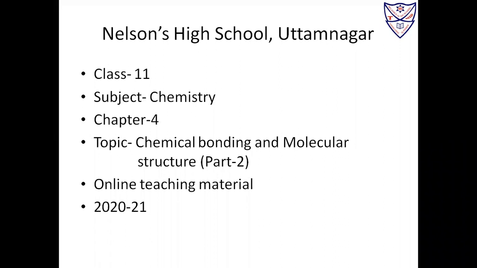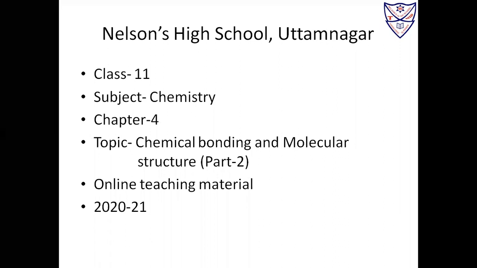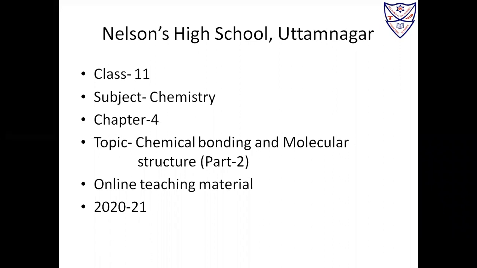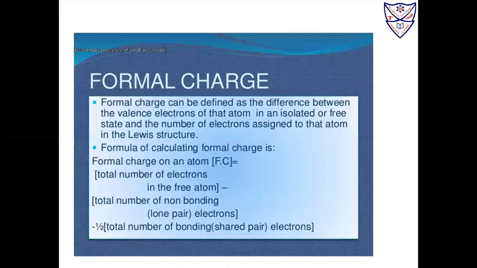Today we are going to study the Lewis structure, Lewis dot, as well as the limitations of the Lewis theory. So let's start with formal charges. Now, what is formal charge? Formal charge can be defined as the difference between the valence electrons of the atom in an isolated or free state and the number of electrons assigned to that atom in the Lewis structure.